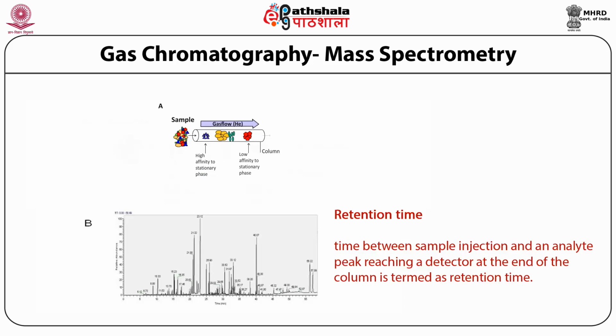represented in blue, which, since they have high affinity to the stationary phase, will elute later. They would have spent a lot of time, or would have been retained in the column for a longer time, so they will have a higher retention time.